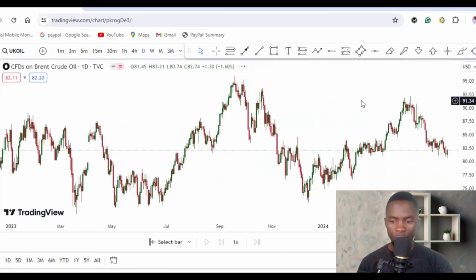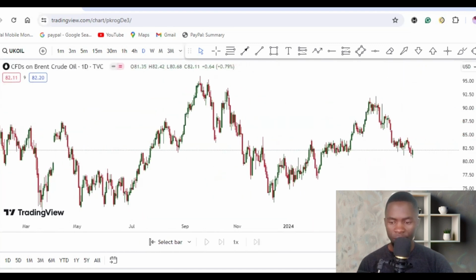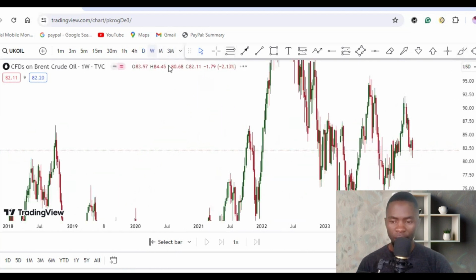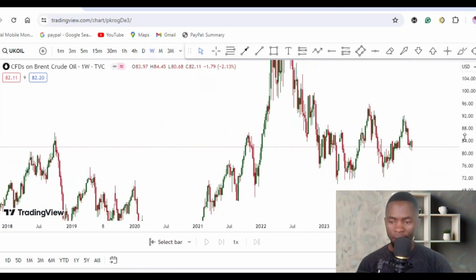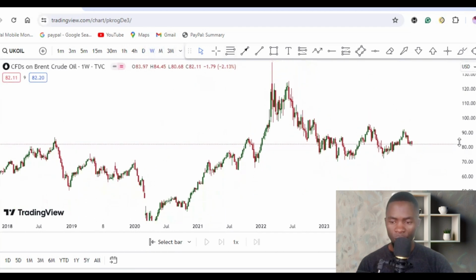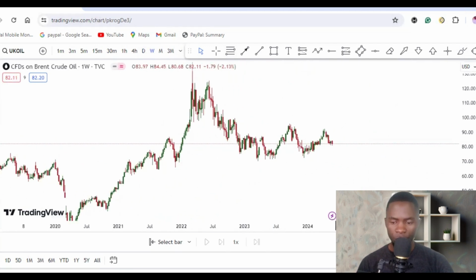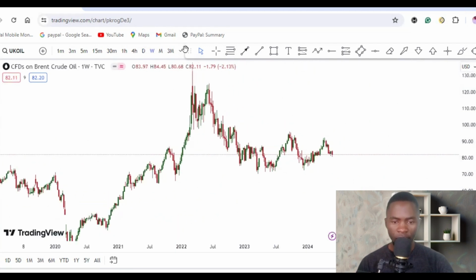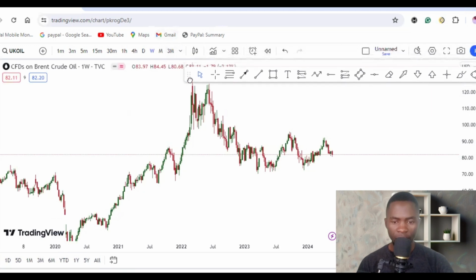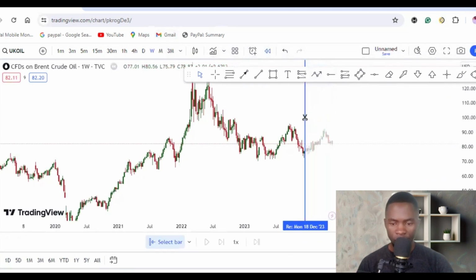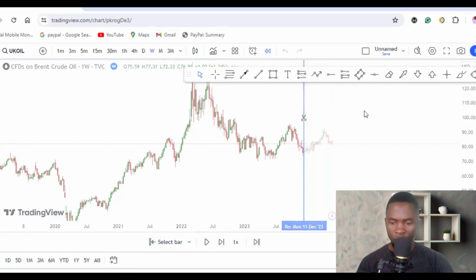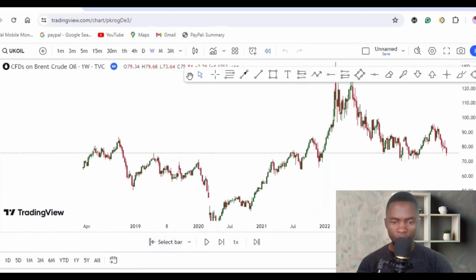So the next, I'm going to use another setup. And the next pair now that I'm going to backtest is UK Oil. First of all, I have to use bar replay.